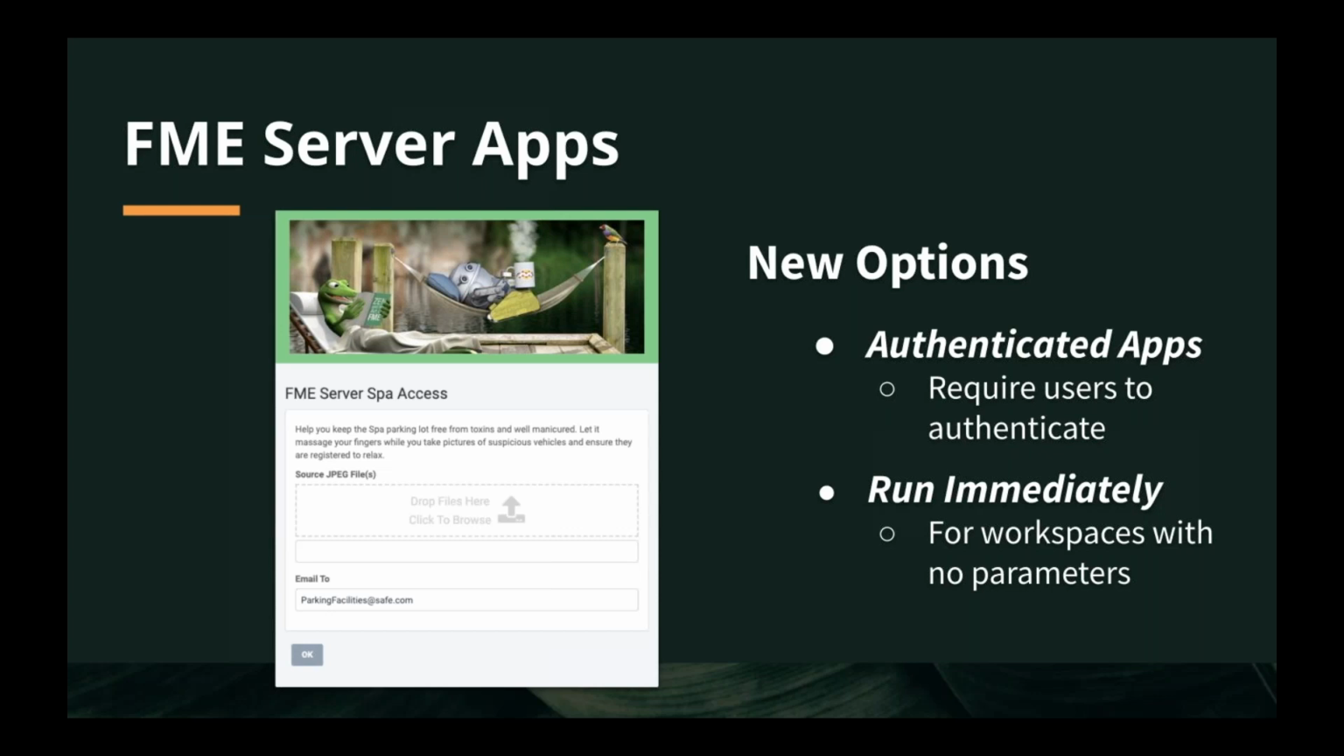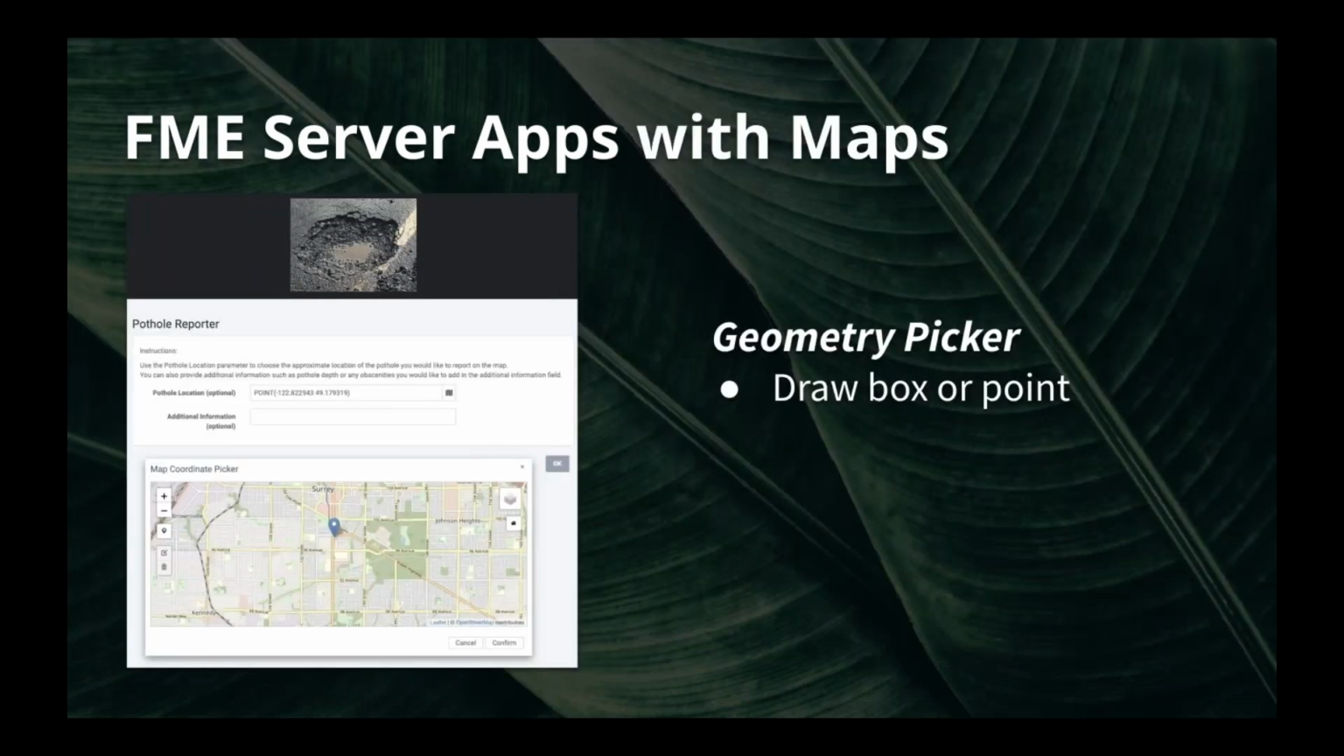That's right. And that was the target of this, because there are lots of ways for people who can write code to create nice web pages. The ability to create a nice web page without having to write a single line of code, or even know what JavaScript is, is where we're going for. And so now we can also add the ability to draw a box or a point, called the geometry picker. Apps with maps.